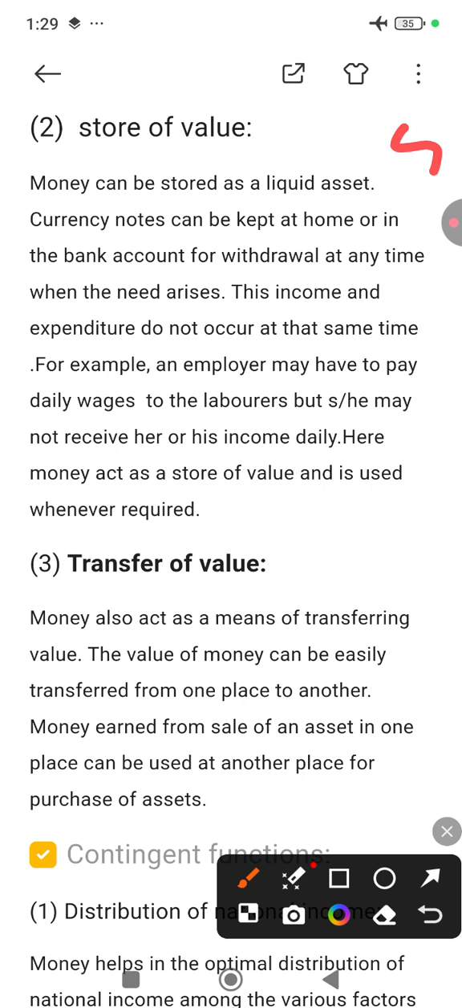So income and expenditure do not occur at the same time. For example, an employer may have to pay daily wages to the laborers, but he or she may not receive income daily. Clear? Here money acts as a store of value and is used whenever required, because money has store of value.